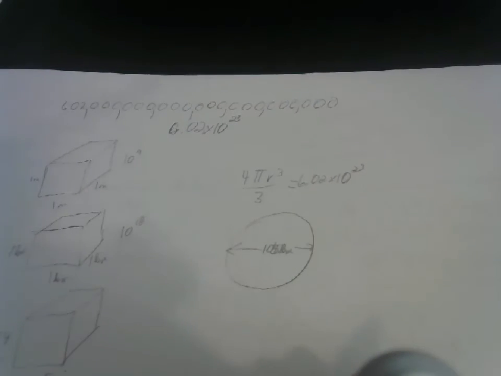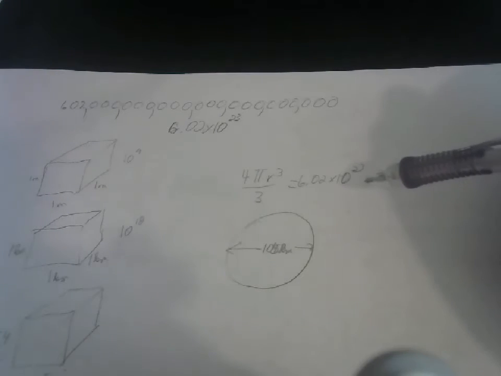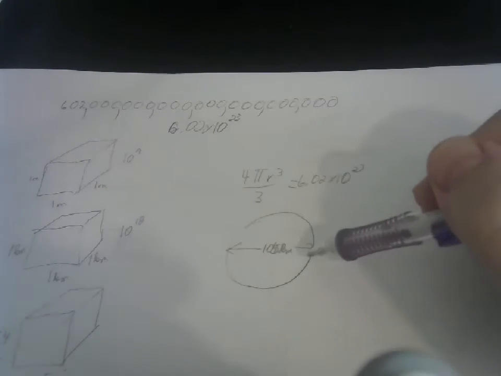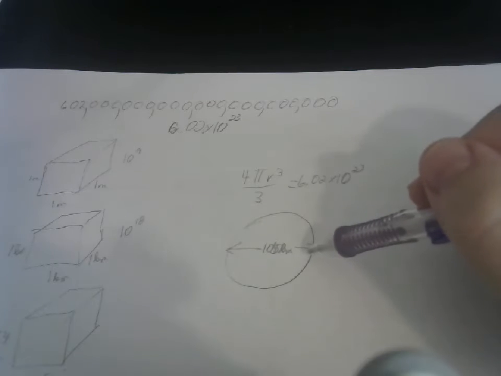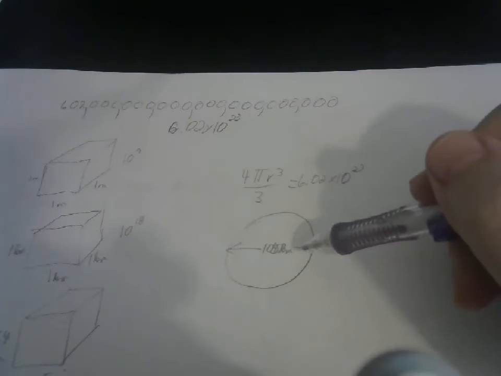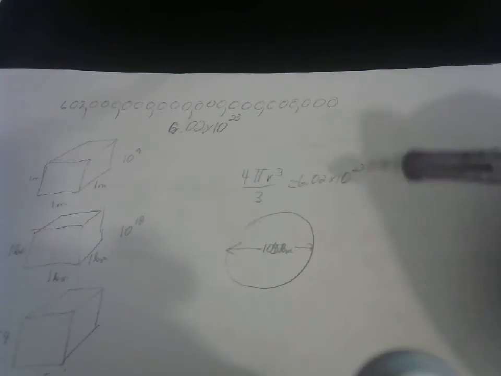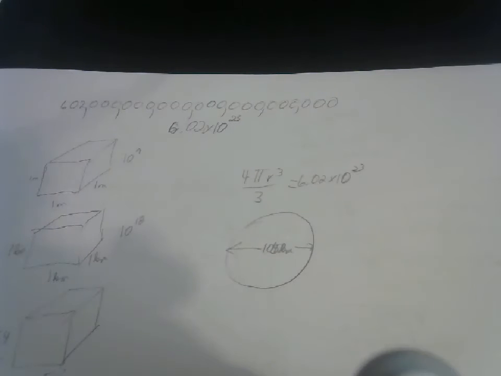Then I did the same thing working it out with r cubed and found that it's the same as the number of cubic millimeters in a sphere 105 kilometers across. So it's a big number. Now let's put that in perspective. That number of hydrogen atoms weighs 1 gram.